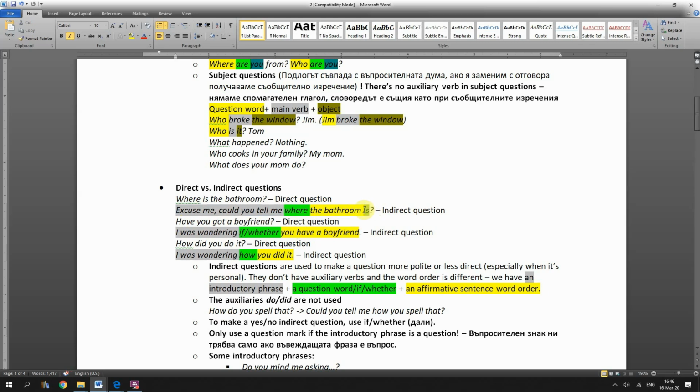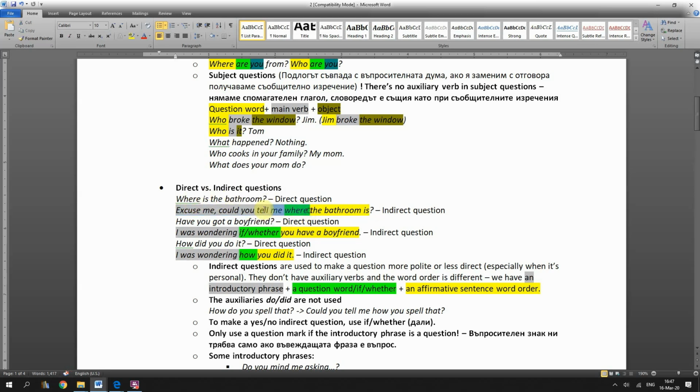This is probably the most common mistake with these questions. People very often say, excuse me, could you tell me where is the bathroom? This is wrong. When you make an indirect question, you need a phrase like this one to introduce the question. Трябва ни фраза, която да представи въпроса, да подготви човека отсреща.